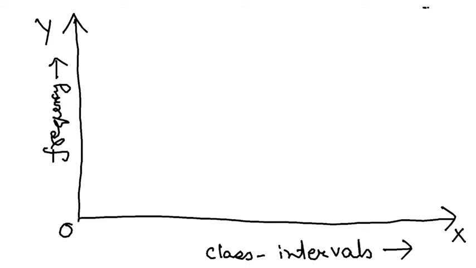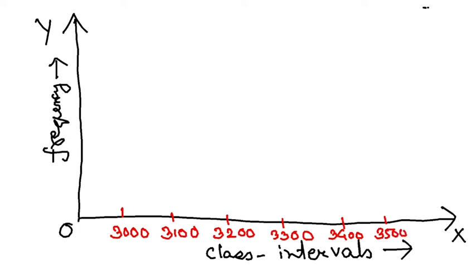After this, let us mark the class intervals. It starts from 3000. So the first is 3000, then 3100, then 3200, then 3300, then 3400, 3500, and finally we have 3600. All right, now the frequencies are 10, 15, 12, 8, 20, 15. So what I have done, I have taken the scale as 5 because my highest is 20. So I'll go 5, 10, 15, and then finally 20.